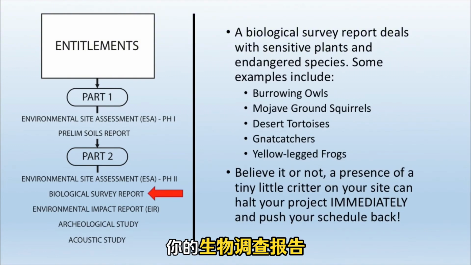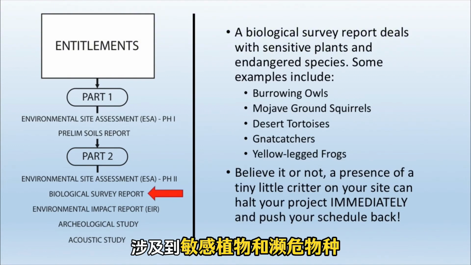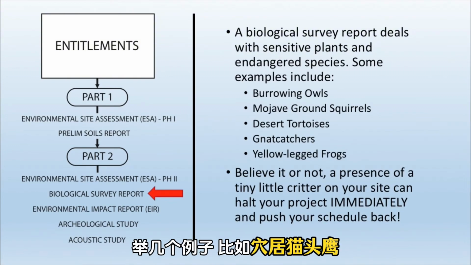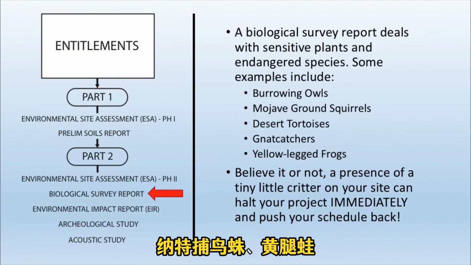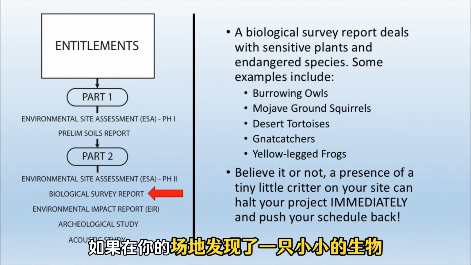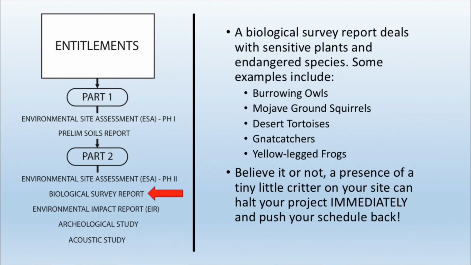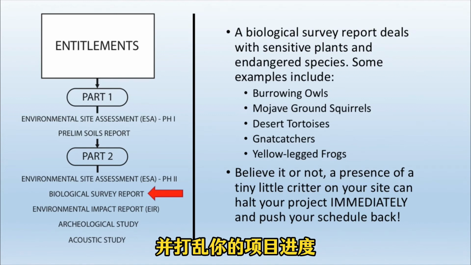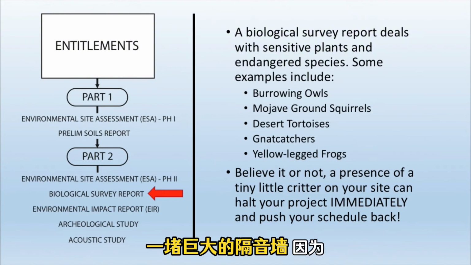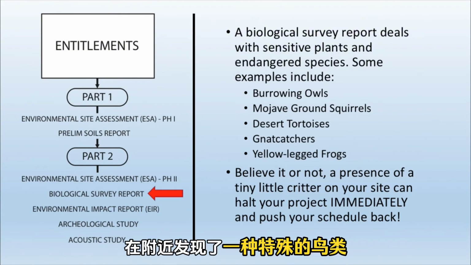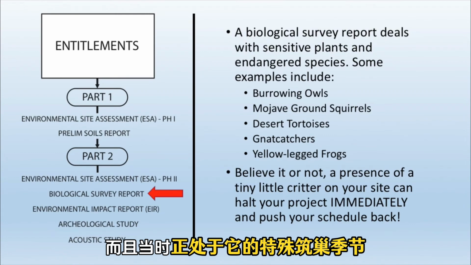Your biological survey report deals with sensitive plants and endangered species. Just some examples to name a few include burrowing owls, Mojave ground squirrels, desert tortoises, gnat catchers, yellow-legged frogs, and believe it or not, a presence of a tiny little critter on your site can halt your project immediately and put your schedule back. And I've also seen some builders having to drop a ton of money just to build a huge sound wall barrier because a special bird was found nearby and it was during its special nesting season.